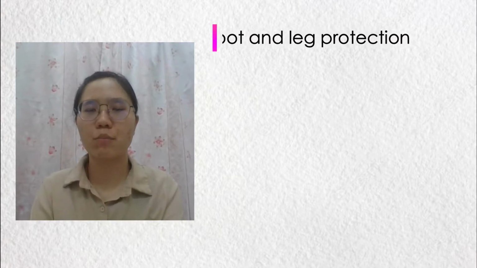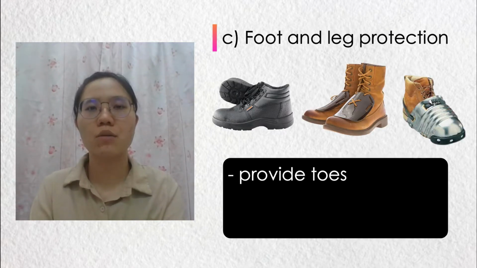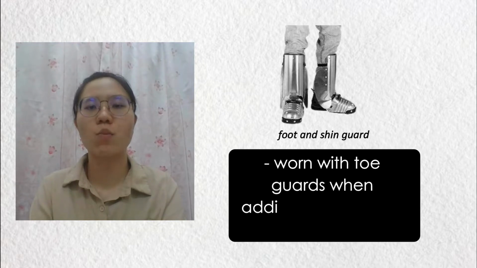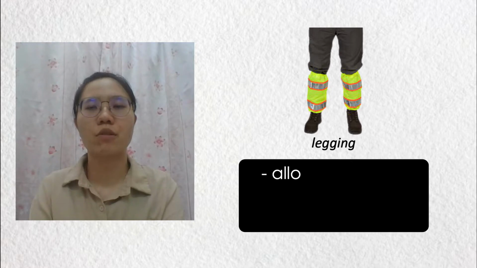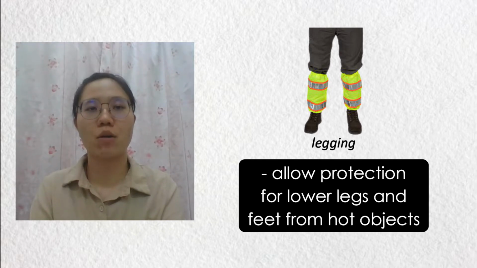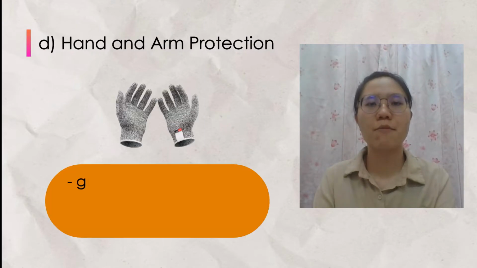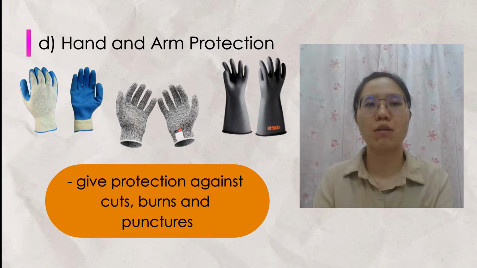The next type of personal protective equipment is foot and leg protection. For example, safety shoes, metatarsal guards, and toe guards are used to provide protection against falling, crushing, or rolling hazards. Foot and shin guards are worn with toe guards when additional protection is required. Furthermore, leggings allow protection for lower legs and feet from hard objects. Moreover, for hand and arm protection, metal mesh gloves give protection against cuts, burns, and punctures. The other examples are fabric gloves and insulating rubber gloves.